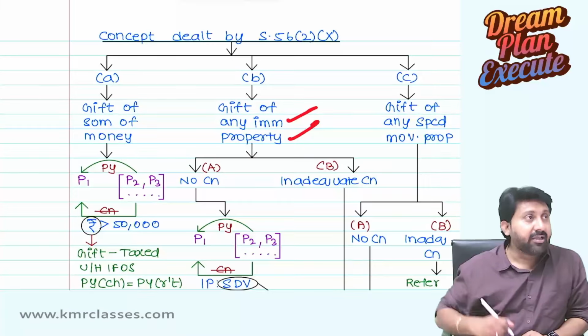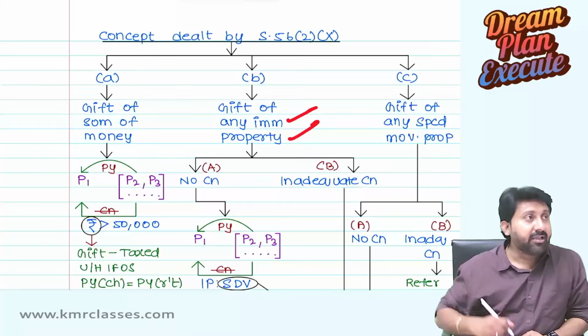Okay, so where any person receives from any person or persons during the previous year any immovable property without a consideration and the stamp duty value of such property exceeds rupees 50,000, then the aggregate stamp duty value will be taxable in the hands of that particular assessee in the previous year in which the receipt is made, under the head IFOS. It is also easy. Most important one is the inadequate part.